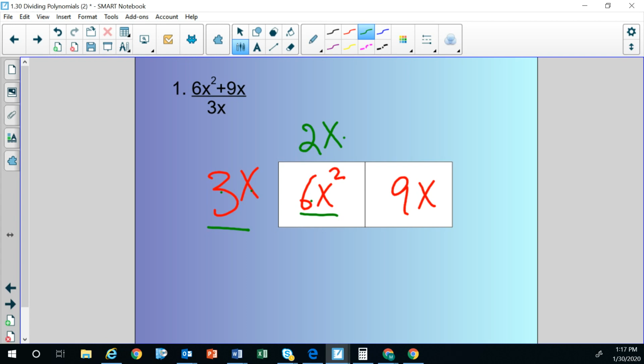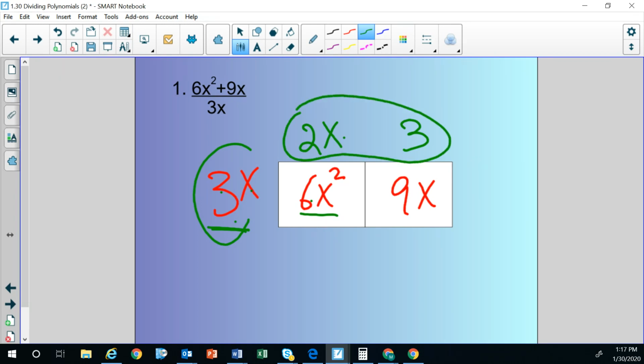Okay. The next step is to find out now for the 9x, what number multiplies 3x that will give me 9x. What number? And that is 3. 3 times 3x is 9x. Okay? So my factors for 6x squared plus 9x are 3x and 2x plus 3. Okay? And we can write it as 3x times 2x plus 3.